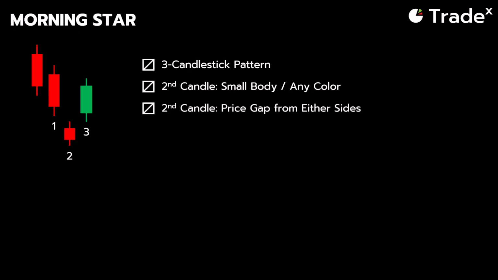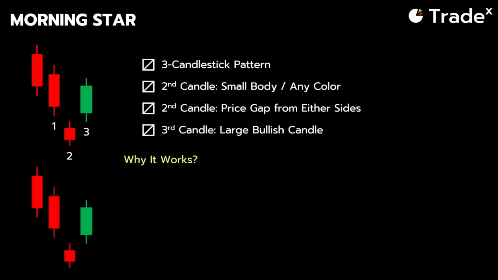The third candle is a large bullish candle that also gaps away from the second candle and closes deeply into the body of the first bearish candle. This formation signals a potential reversal from a downtrend to an uptrend, indicating a shift in momentum with increasing buying pressure. You might wonder why this pattern is so effective.